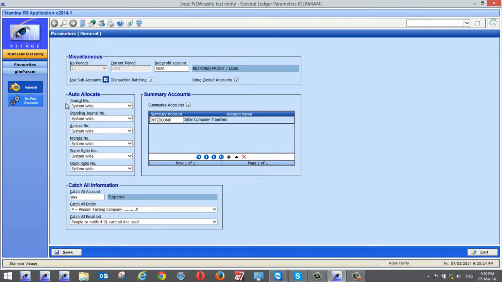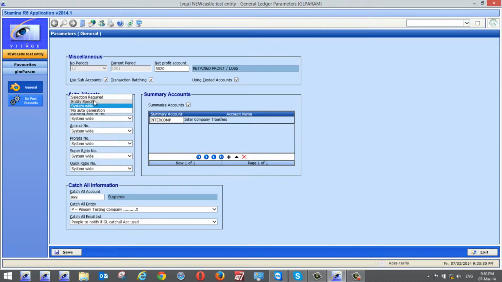And the system can automatically number manual journals, standing journals, accruals, pro ratas, super ratios, quick ratios. Don't worry if you don't know what they're about at the moment. We'll cover those in the transactions section for general ledger. And basically the system will allow these numbers to be allocated incrementally across the system, regardless of which entity, cost center or division you're in.